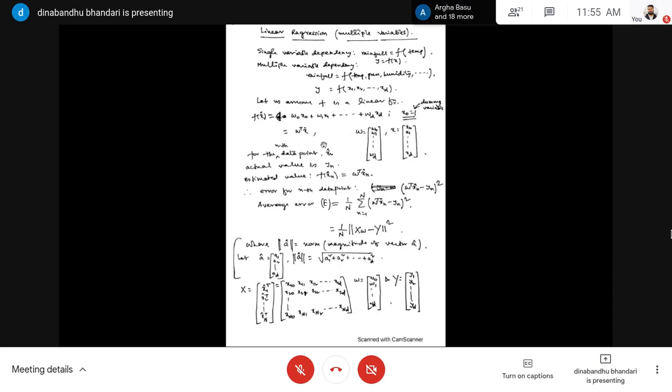You have the actual values. For this data the value is Y1, for this data the actual value is Y2, and for this data the actual value is capital Y capital N. So it is a vector of dimension capital N: Y1, Y2, up to Yn. So you just construct this capital Y from the data values.